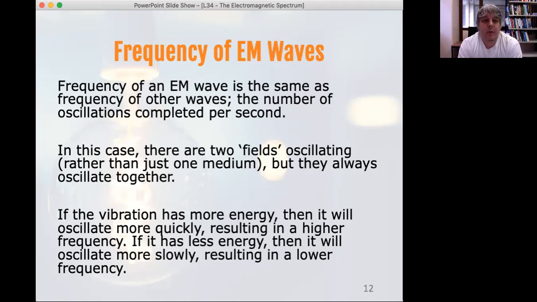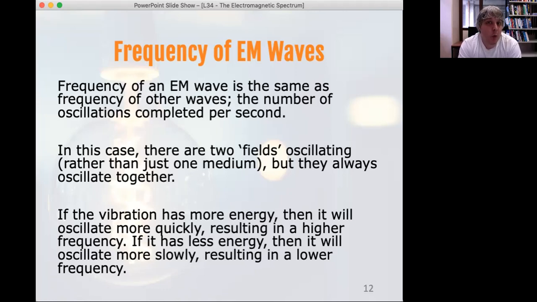The frequency of an EM wave is the same as the frequency for other waves. It's the number of oscillations that happen every second. In this case, there are two fields doing the oscillating, the electric field and the magnetic field, rather than just matter. But they always oscillate together. They always oscillate at the same frequency. So we can just refer to one frequency when we talk about an EM wave.